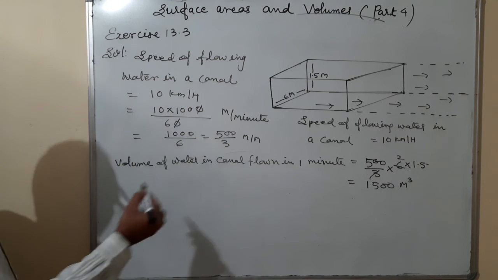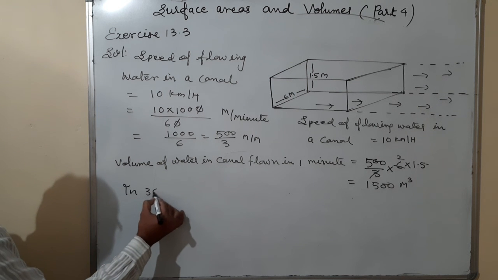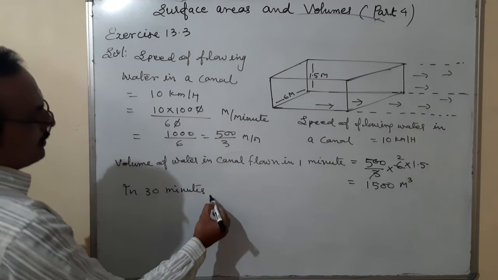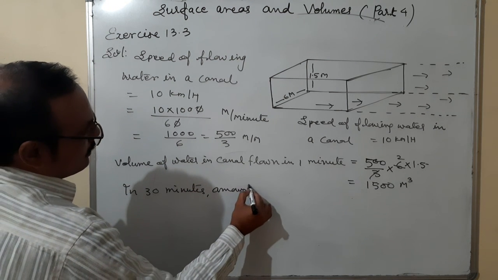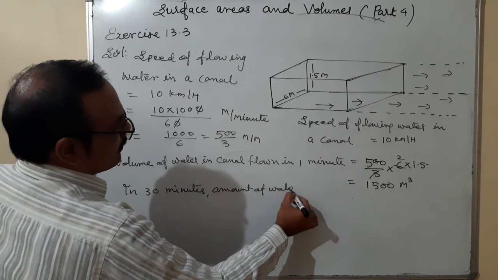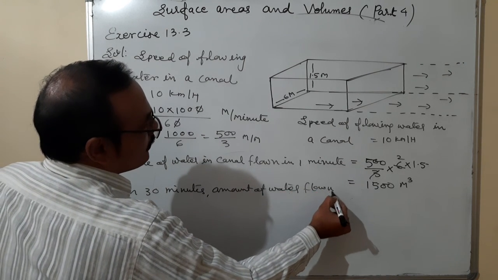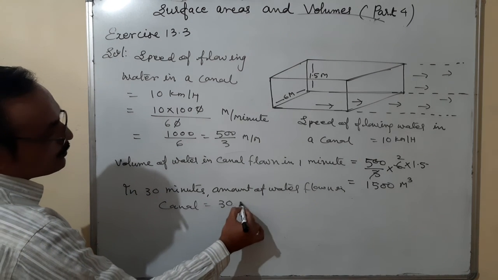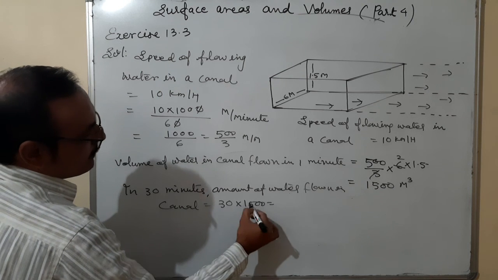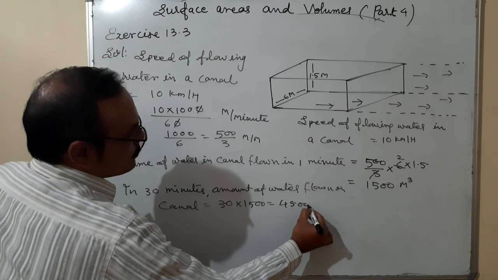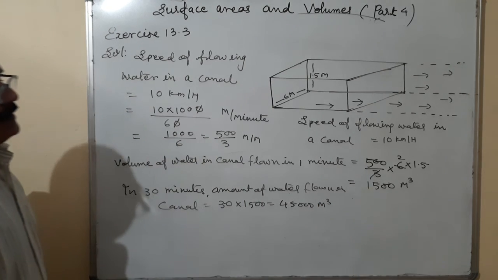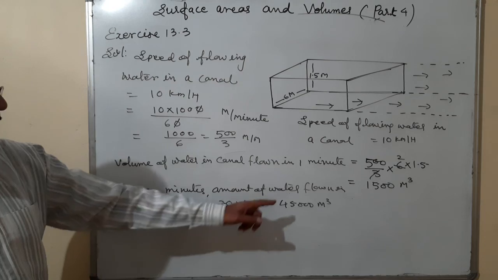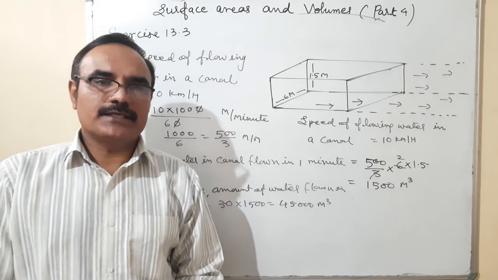1500 meter cube. So in 30 minutes, the amount of water flown in the canal is equal to 30 multiplied by 1500, which is 45,000 meter cube. Is that okay? 45,000 meter cube. And this amount of water is used for irrigation.